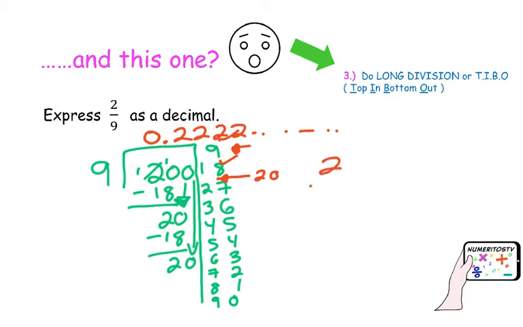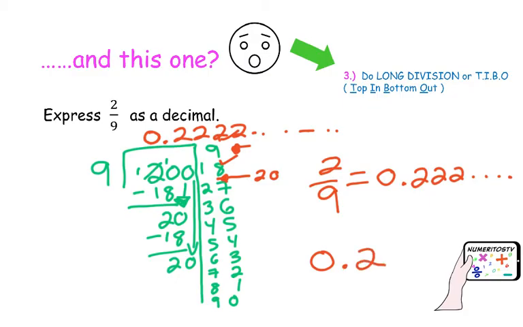So 2/9 is equivalent to 0.22222 repeating. Another way of writing a repeating decimal is with a repeating bar. This bar, you write it on top of the repeating number. So 2/9 is equivalent to 0.2 repeating.